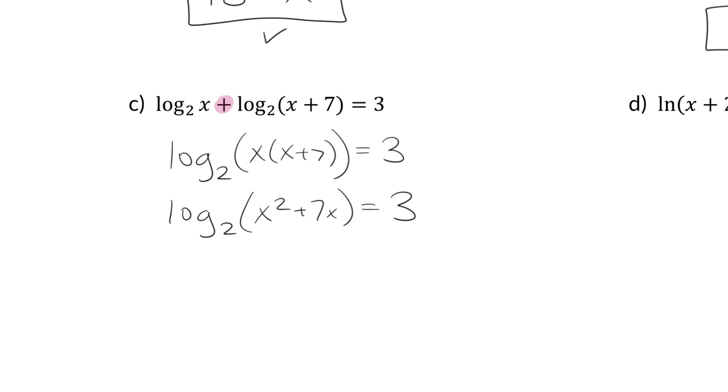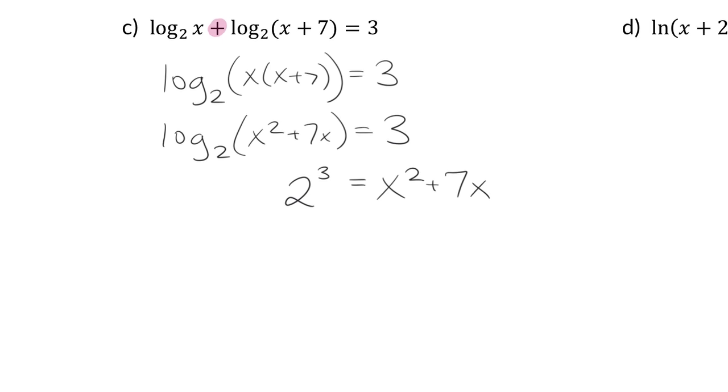Okay. Now that the logarithm is isolated and there's only one logarithm, we can do the log loop. What's the base? 2. This should be 2 to the third power equal to x squared plus 7x. 2 to the third power, don't say 6. What is it? 8.